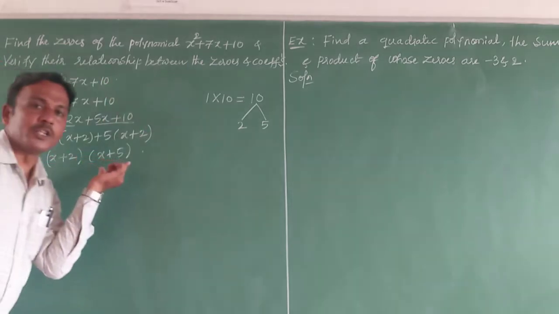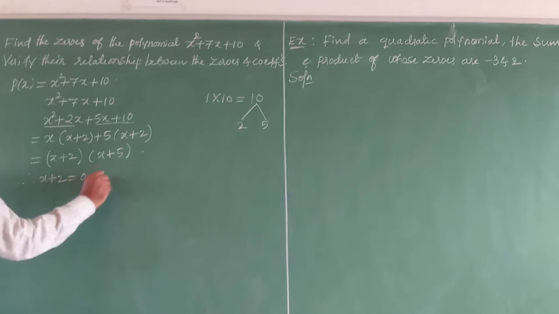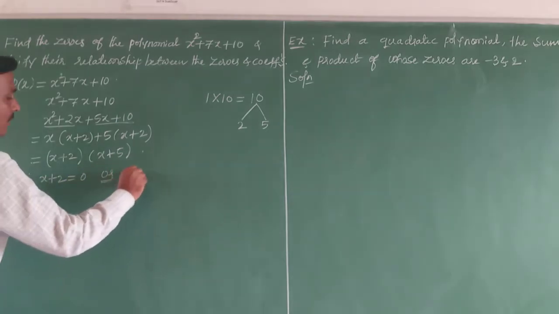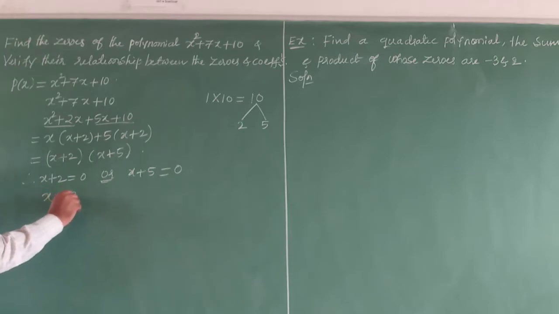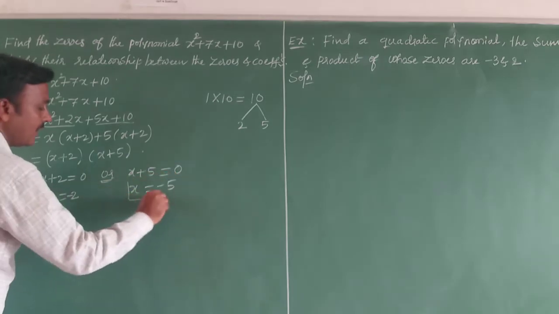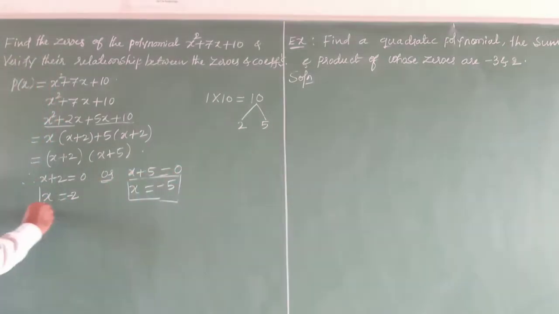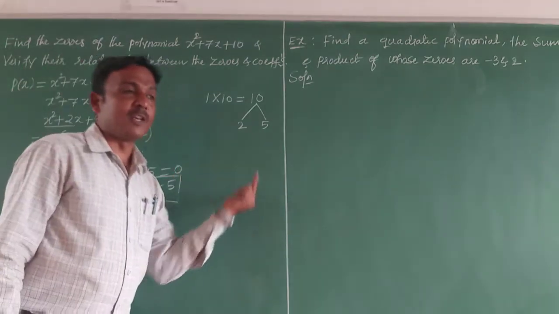Equate these two to 0, we will get zeros of the polynomial. Therefore, x plus 2 is equal to 0 and x plus 5 is equal to 0, x is equal to minus 2, transpose this plus 2 to RHS, and x is equal to minus 5. So these two are the zeros of the polynomial. Now we have to verify this one by using the relationship.